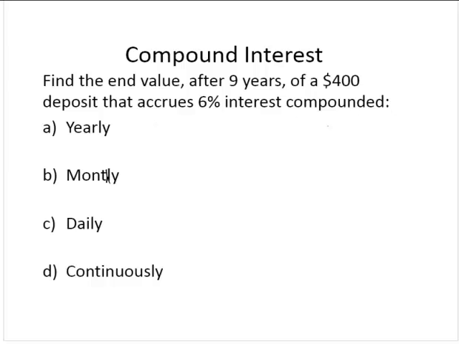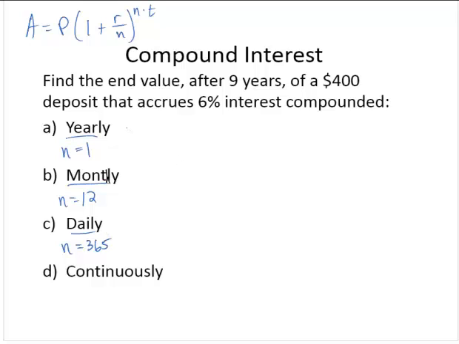We have two different formulas that we need to know how to use. The first says that the amount is given by the principal times 1 plus the rate over the number of compoundings per year, raised to the number of compoundings times the time in years. And that's what we'll use for parts A, B, and C. Yearly means that n would equal 1, monthly means that n would equal 12, and daily means that n would equal 365.